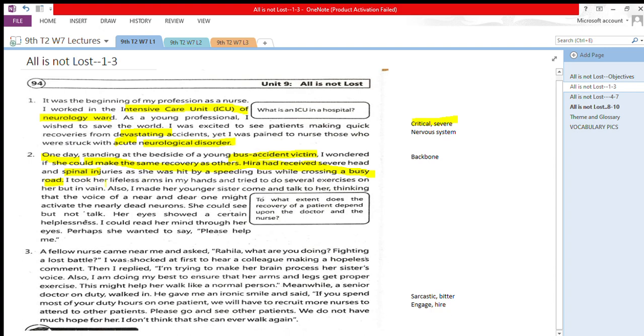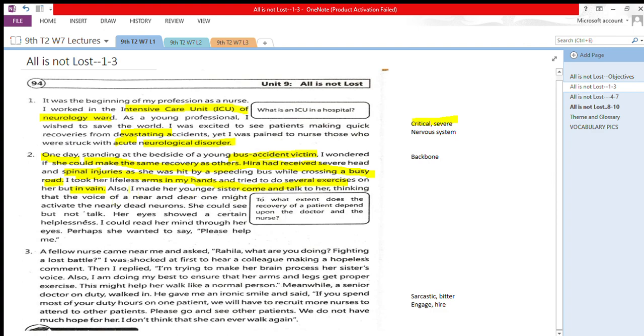She took her lifeless arms in her hands and she tried to do several exercises on her, but it was all in vain, without any recovery. All in vain means useless. She also made her young sister come and talk to her.